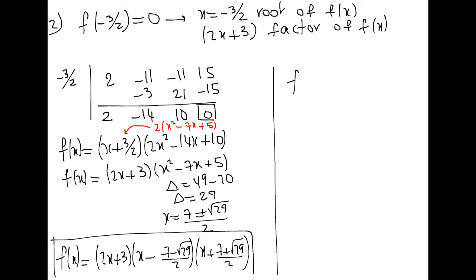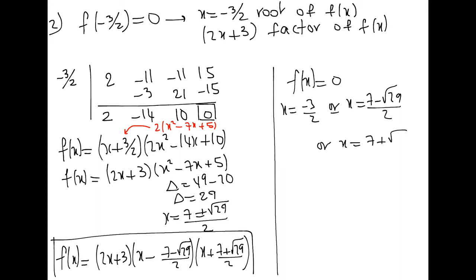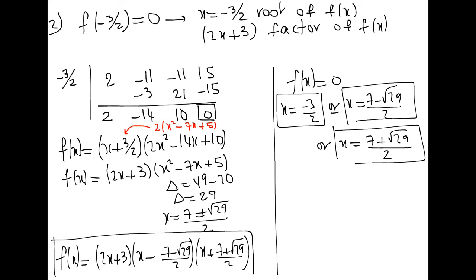Therefore, to solve f of x equal to 0, f of x is 0 when each of these three factors is 0, then x would be negative 3 over 2, or x is 7 minus square root of 29 over 2, or x is 7 plus square root of 29 over 2. So these are the 3 zeros of the polynomial f of x.